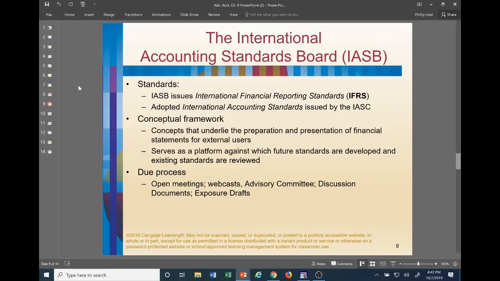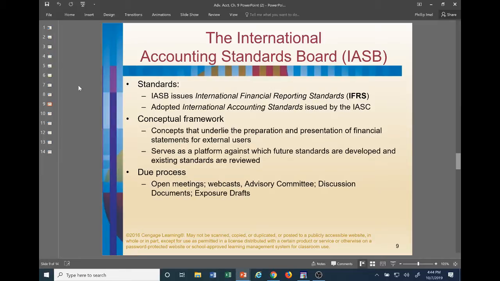Now, the board has responsibility for establishing a single set of international accounting standards that are now designated as International Financial Reporting Standards. The International Accounting Standards issued by the IASC have been adopted by the IASB and continue to be referred to as IAS. The IASB has followed a conceptual accounting framework, known as the Framework for the Preparation and Presentation of Financial Statements. This was approved in 1989 by the IASC and later adopted by the IASB in 2001.